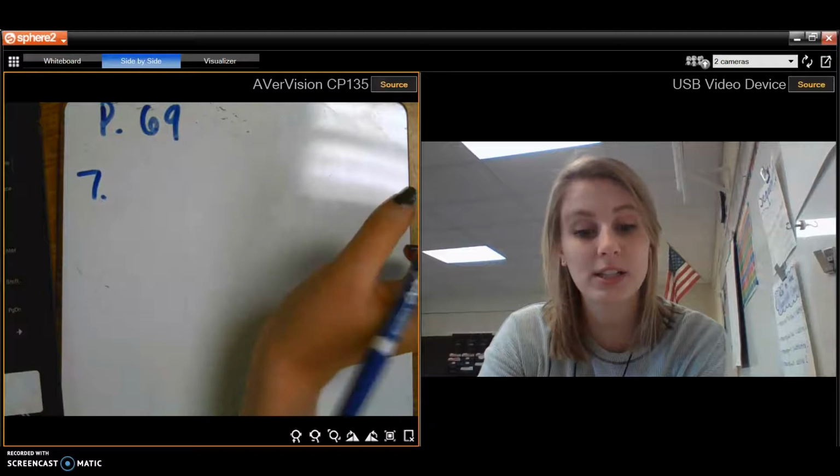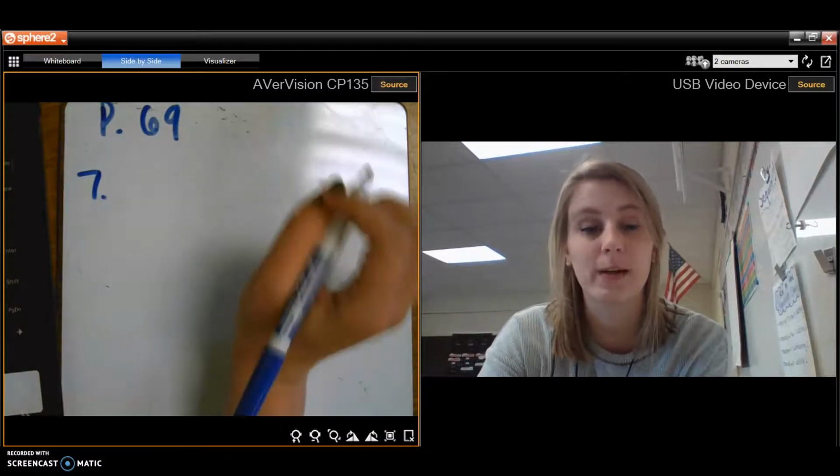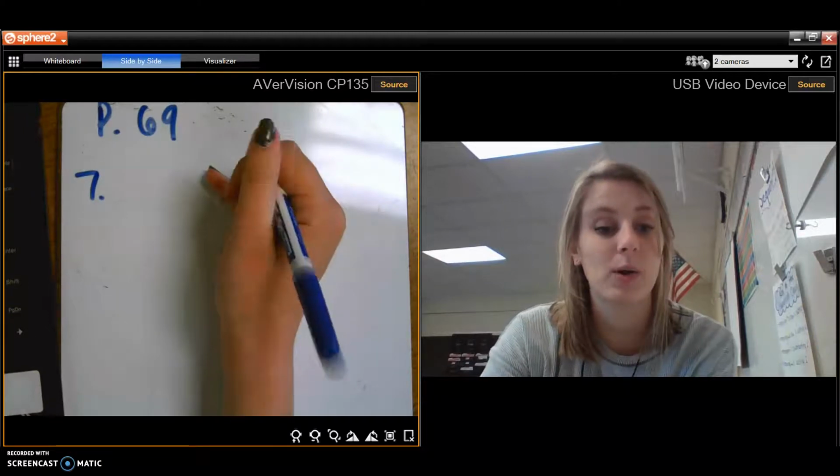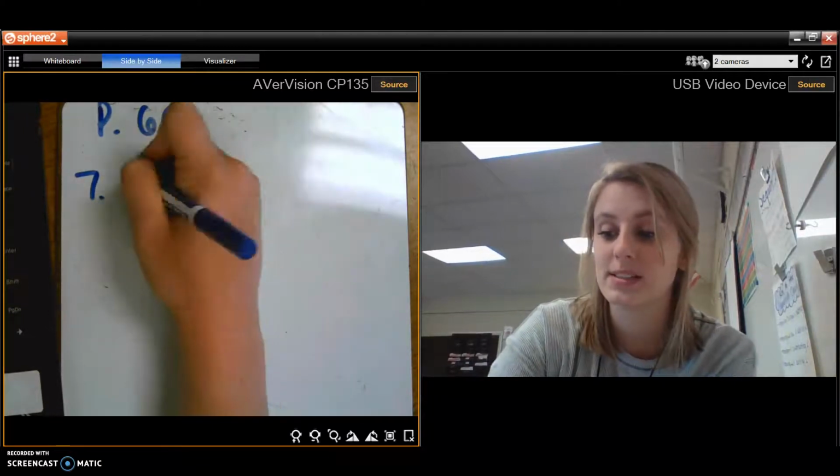It says, draw a picture to show the number 43. So we need to think about what number is in the tens place and what number is in the ones place.